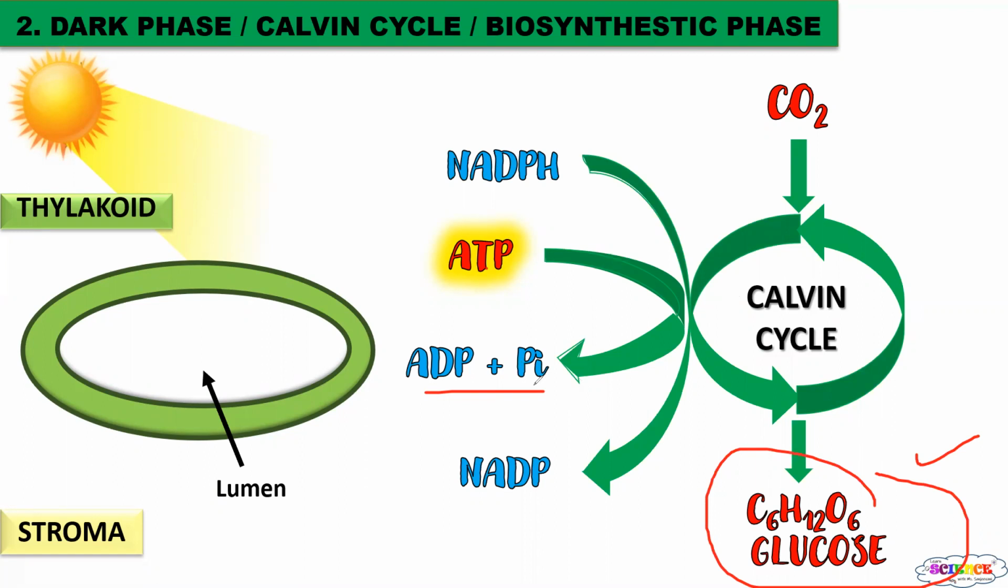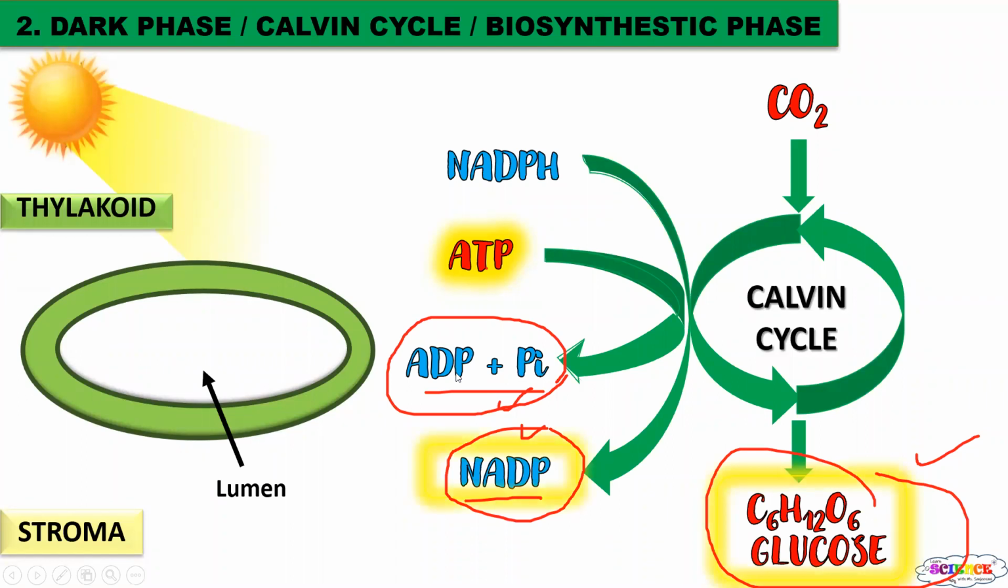PI is inorganic phosphate. So it gets broken down into adenosine diphosphate and phosphate. And NADPH, when it loses hydrogen, gets converted into NADP. Now these are the products of the dark phase. These products of the dark phase will be used up during the light phase.